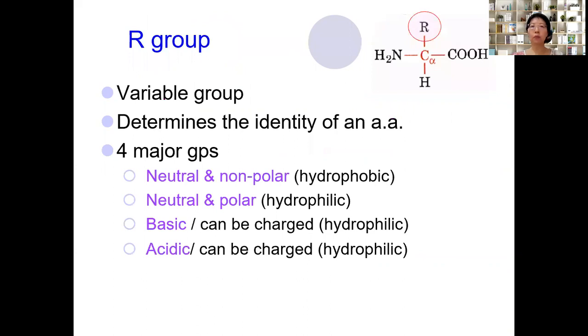Now let us look at the R group. The R group is called the variable group. It determines the identity of an amino acid. Now, there are four major groups of R groups. First one is neutral, non-polar, so it's hydrophobic. Second one, neutral means the charge is neutral, but it is polar, which means there's uneven distribution of charge. So it's hydrophilic. Third one is basic, which can be charged, so it's hydrophilic. Fourth one is acidic, which can also be charged. It is hydrophilic as well.